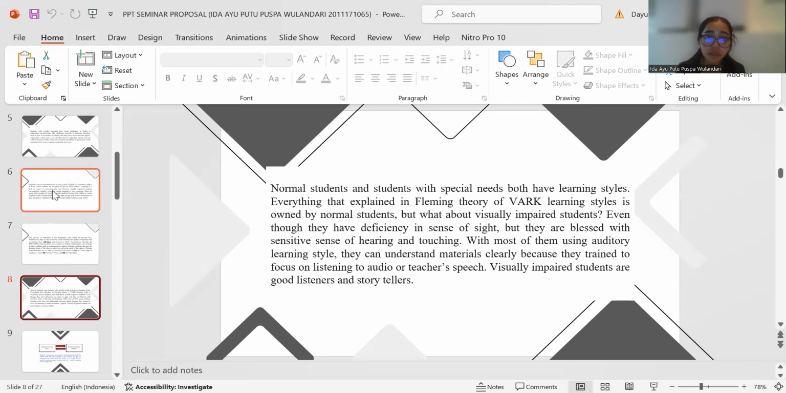Even though they have a deficiency in the sense of sight, they are blessed with a sensitive sense of hearing and touching. Most of them use the auditory learning style, and they can understand material clearly because they are trained to focus on listening to audio and the teacher's speech in the classroom. So, visually impaired students are good listeners and good storytellers.